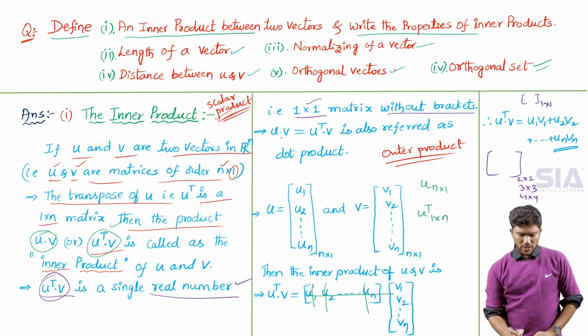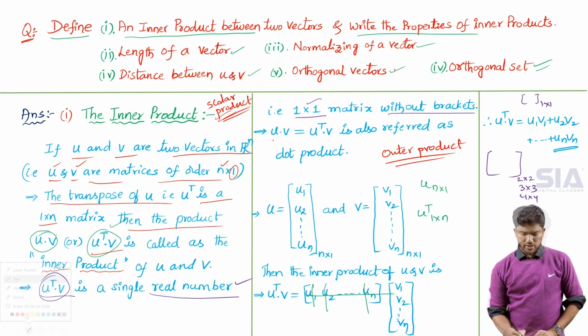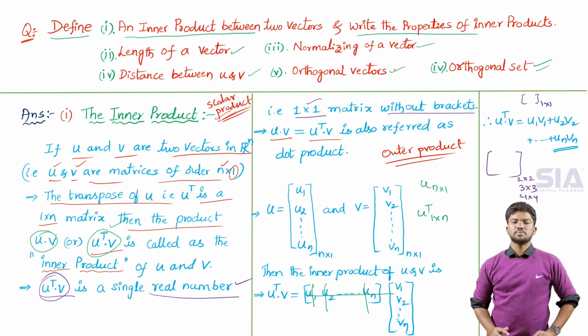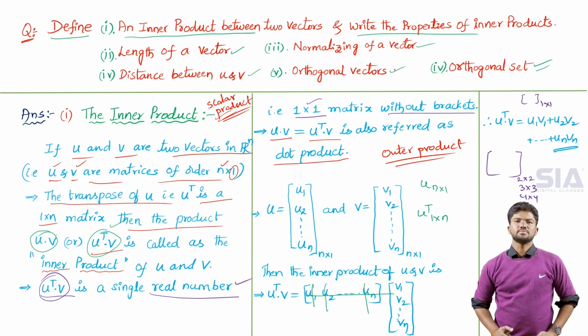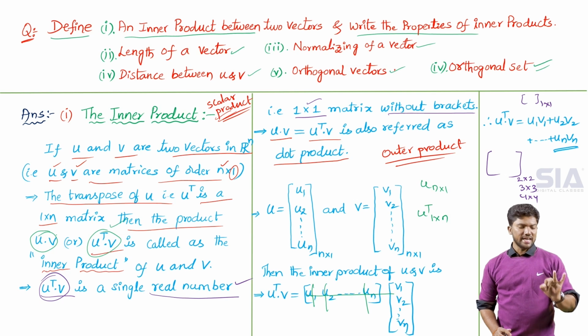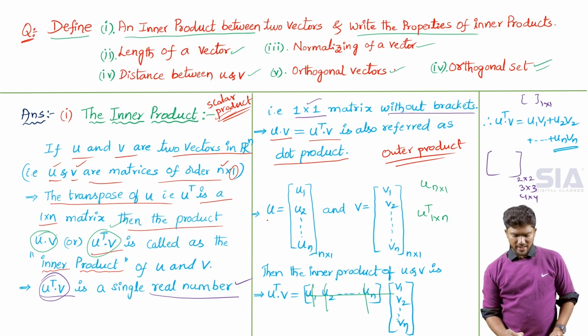Therefore U into V, which is U transpose into V, is also referred to as the dot product. Inner product, scalar product, dot product: these three names all refer to the inner product only. Here you have that example.